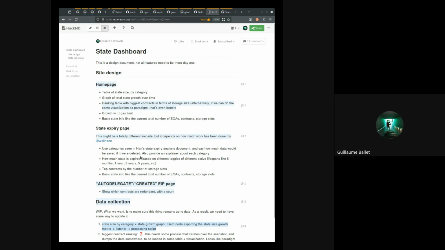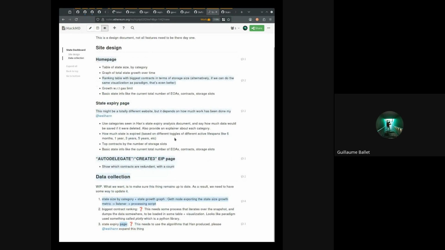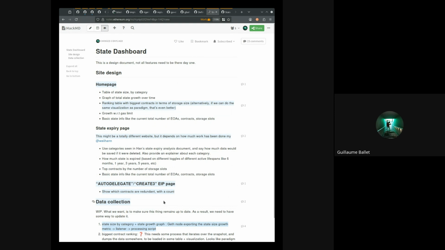We also want to make a state expiry page. So roughly exactly what Han has done, but kept up to date, so that we can see if there are changes in the pattern. There's an EIP I wanted to talk about, and then this is how we would collect the data. So it's not really interesting to talk about in this presentation.